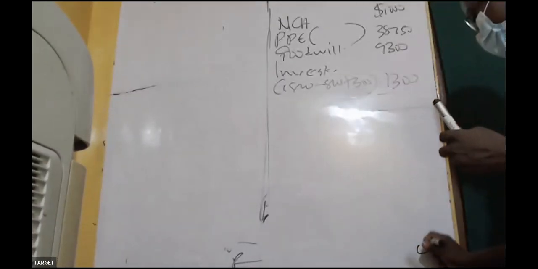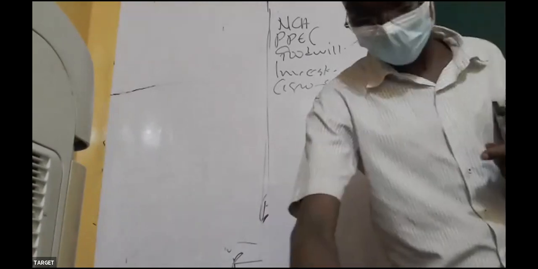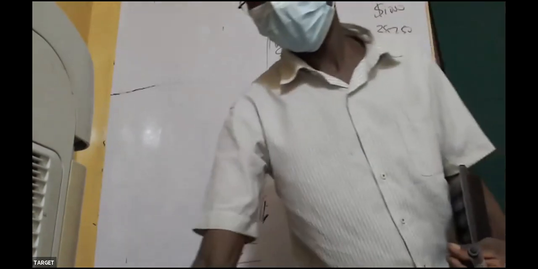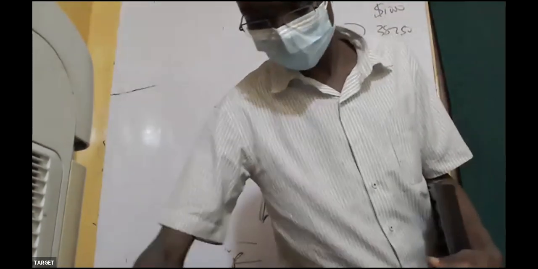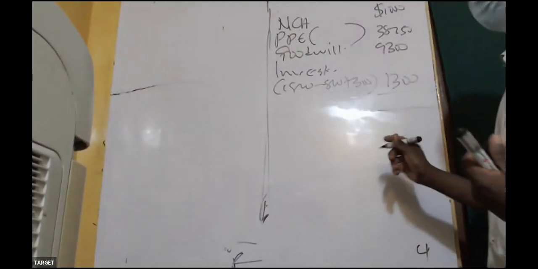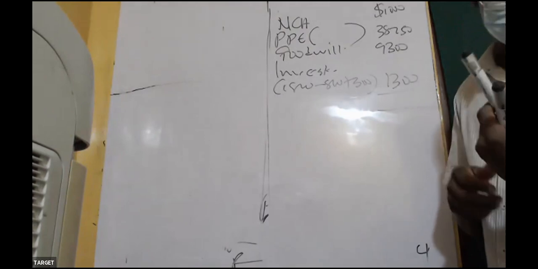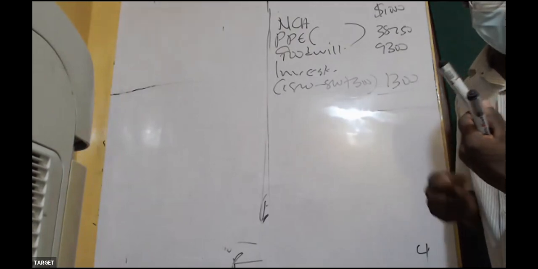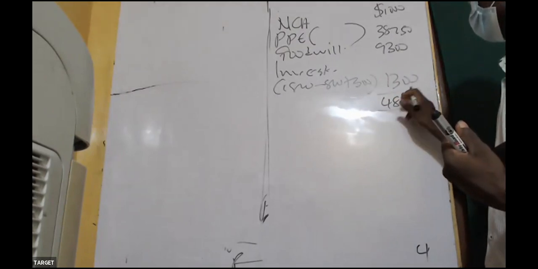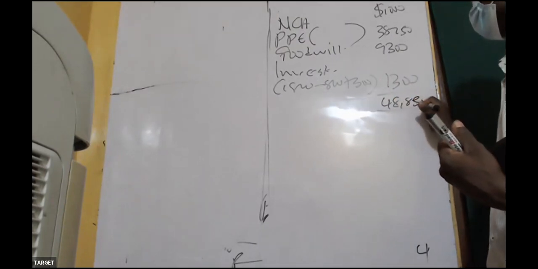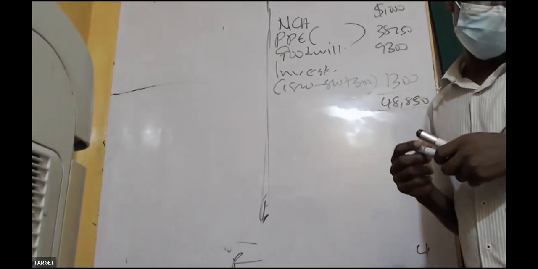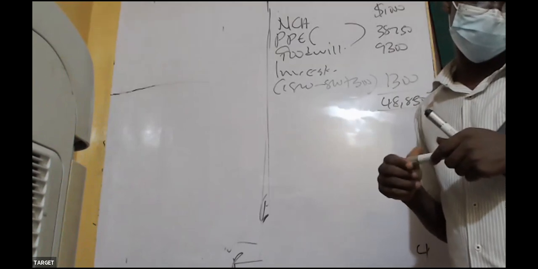Total non-current assets. I'm confirming the balancing figure so that it won't be like I've only solved the footnote and left the balancing on you. No. I must solve it fully and balance it and move. So the total is 48,850. That's the total non-current asset. Good. I'll not write the name.